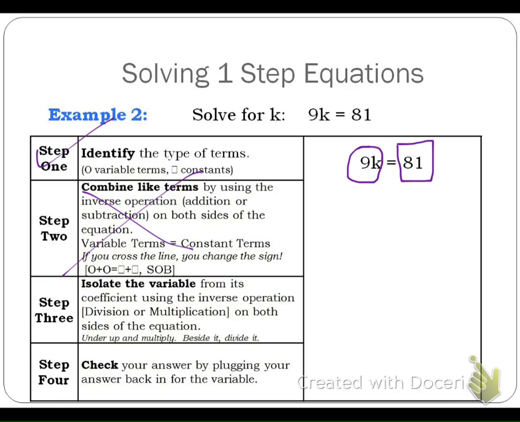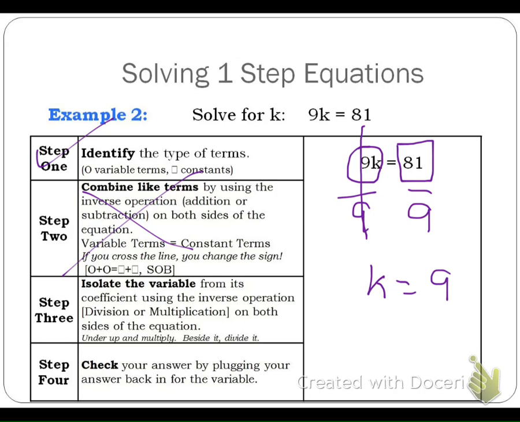Step 3, isolate the variable from its coefficient. Yes, we have a variable here and it's not by itself. We have a 9 that's beside it. So what do we do? If it's beside it, you divide it. Yay. So we divide both sides by 9. Beside it, divide it. The whole point of dividing by the 9 is that it cancels out the 9s, 9 over 9. So k is equal to, and 81 divided by 9 is 9.